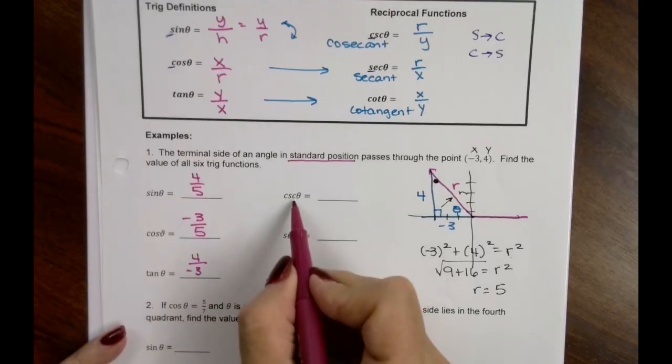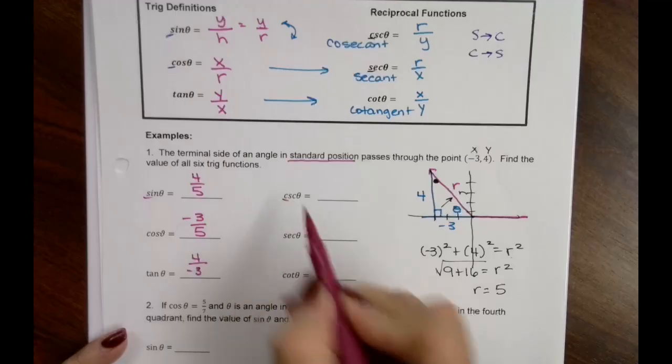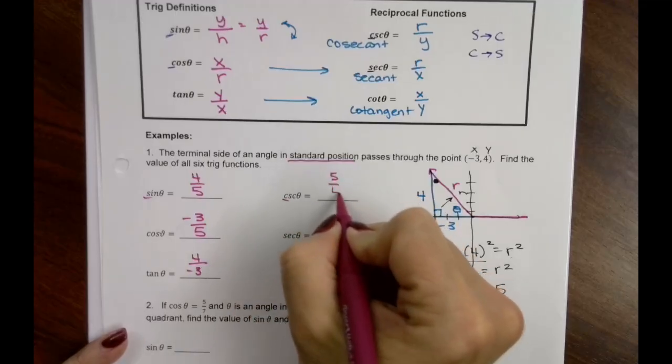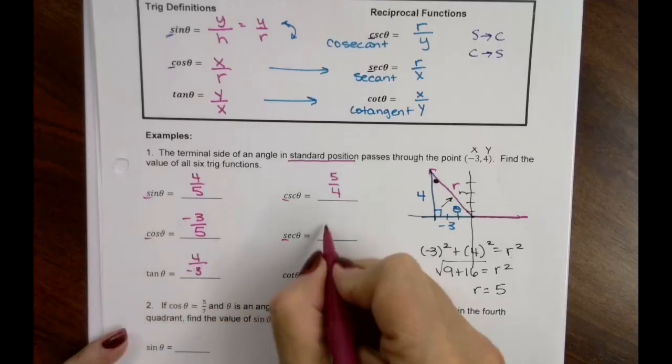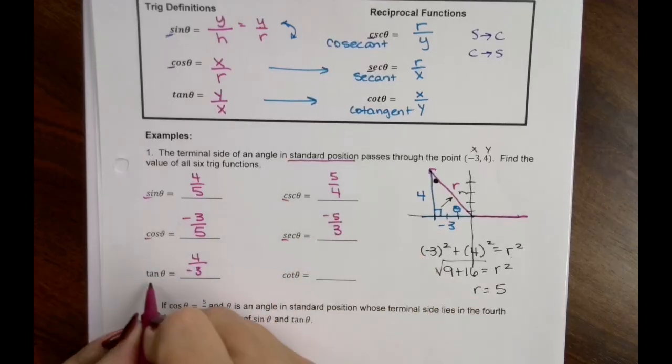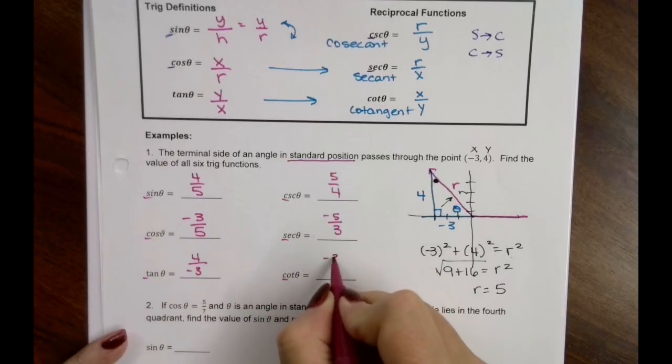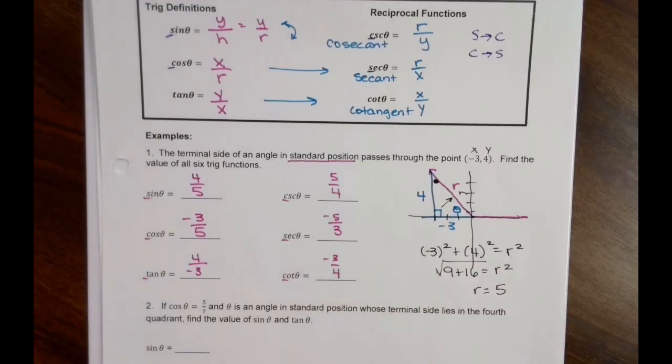Now, remember these are opposite, so sine goes with cosecant. So I'm just going to flip it, 5 over 4. And cosine goes to secant, so c goes to s, so -5 over 3. And tangent goes to cotangent, so -3 over 4. It's as easy as that.